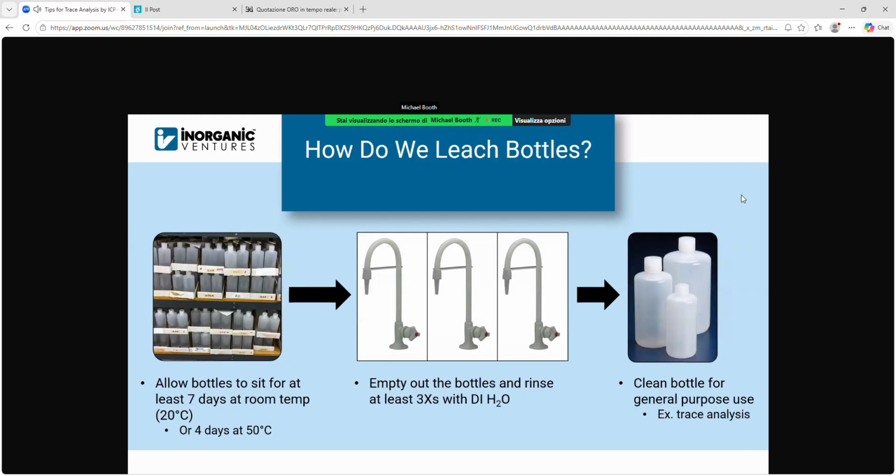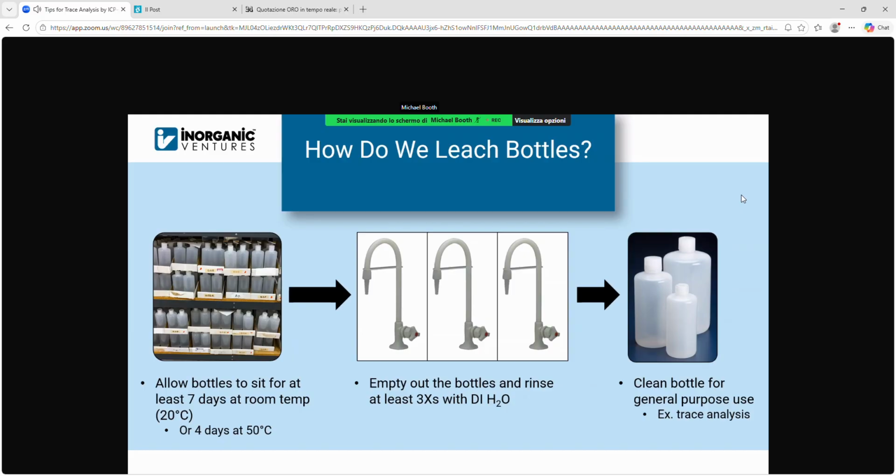And then what you're going to do is let those bottles set at room temperature for 7 days or 4 days if you increase the temperature to 50 degrees C. So if you want to save a little bit of time and get a really good leach on those bottles, you can increase the temperature by putting them in an oven. And then, yeah, you can take them out 3 days early.